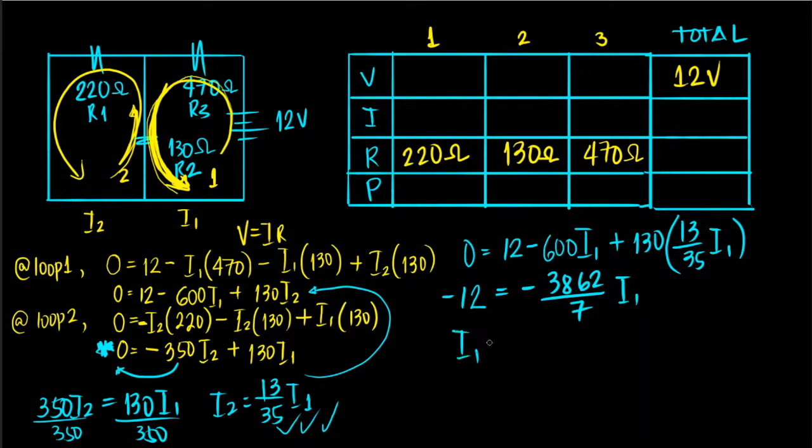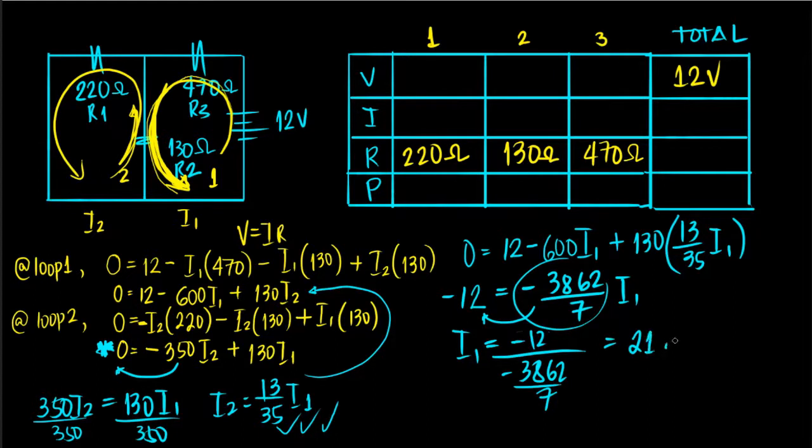And I still want to solve for I1. So, transpose sa piyak, so ma-divide. Negative 12 divided by negative 3,862 over 7. Okay. So, I have 21.75 milliamperes. Yay! I1. And then, for I2, gamiton ta ginang suma ta diro. Pero, imbis nga I1, ang gamiton ta nga value. So, I2 is equal to 13 over 35 times I1, 21.75 milliamperes.